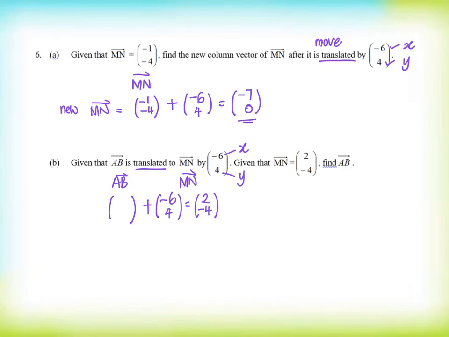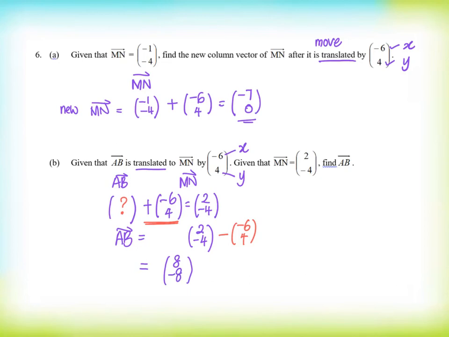How can I find the vector AB? I can do a subtraction. So AB over here will be equals to 2, negative 4. I'm going to subtract away the translation vector, negative 6, 4, in order to find AB. So that means I will get 2 plus 6, 8, negative 8.